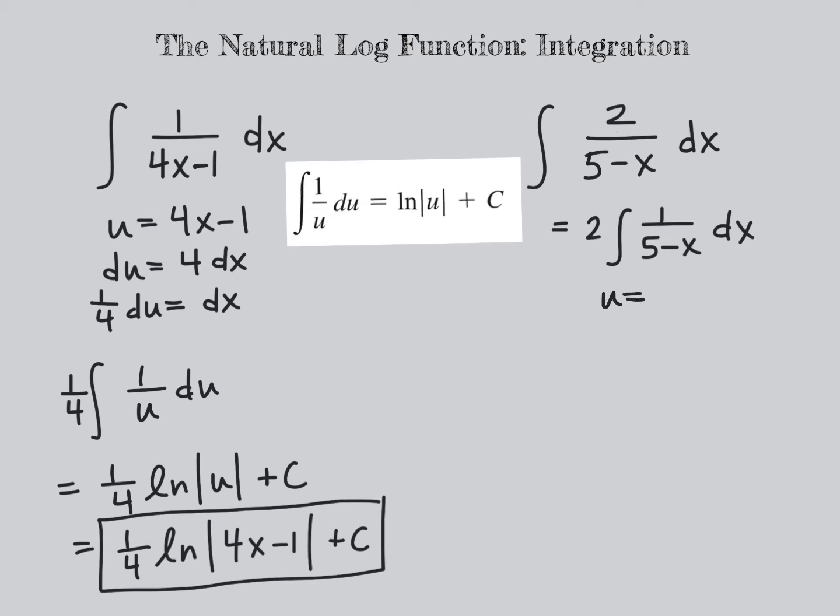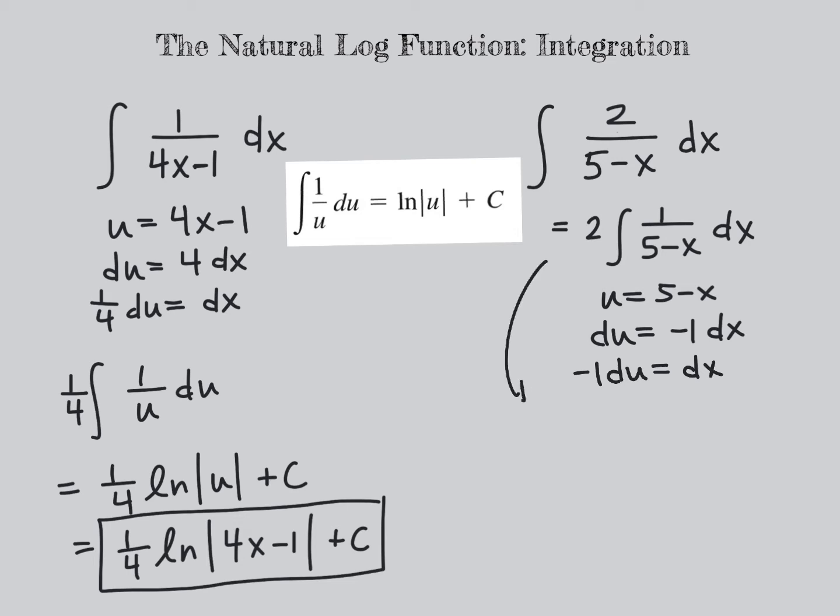So u will equal 5 minus x. And then following that, its derivative du is -1, the coefficient of x there, dx. Now, I don't want -1 dx because that's not a part of the integrand, but 1 dx is, or just dx. So we'll divide both sides by -1 and get that dx can be replaced with -1 du.